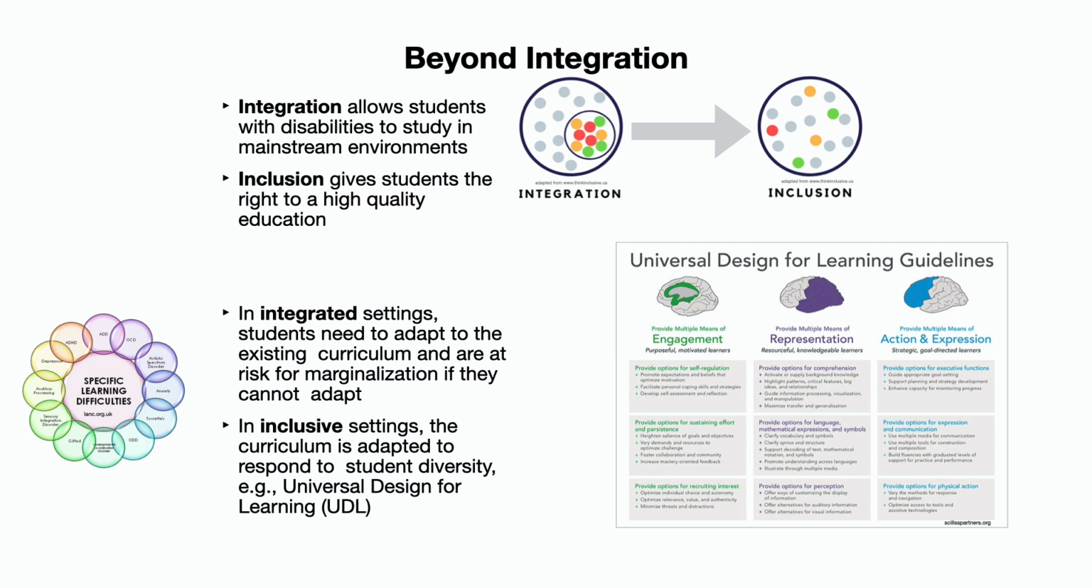Inclusion gives students the right to a high qualitative education. While in integrated settings, students need to adapt to the existing curriculum and are at risk for marginalization if they cannot adapt. In inclusive settings, the curriculum is adapted to respond to student diversity, making use of, for example, universal design for learning.